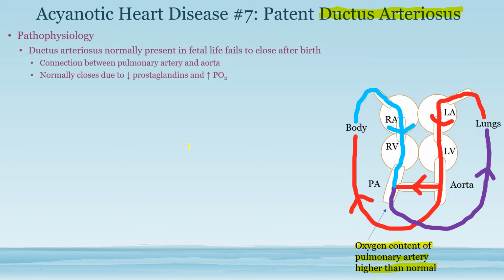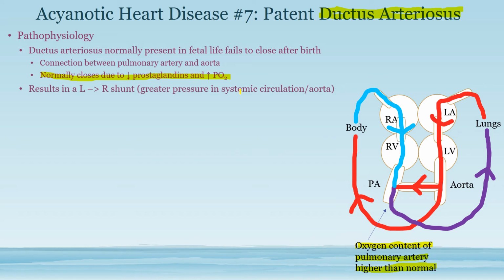So the normal way you close the ductus arteriosus is through a sharp decrease in prostaglandins and a sharp rise in arterial oxygen levels and alveolar oxygen levels. When oxygen levels go up, the ductus arteriosus closes because that means the lung is functional. And when prostaglandins go down, you get increased ductus arteriosus muscle tone, and it contracts down and disappears, forming the ligamentum arteriosum. So decreased prostaglandins cause increased muscle tone of the ductus arteriosus.